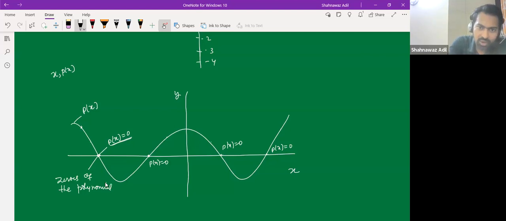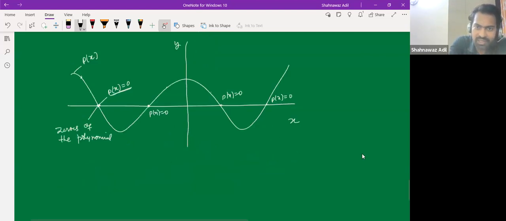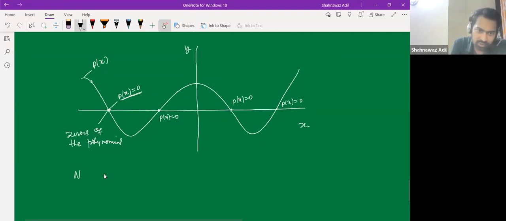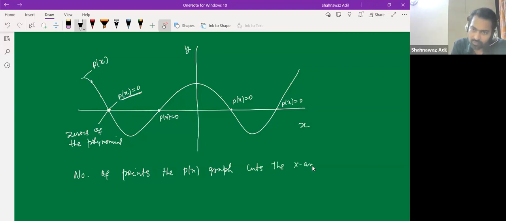Okay, so from the graph, we can say that the number of points where the p(x) graph cuts the x-axis gives the zeros of the polynomial.